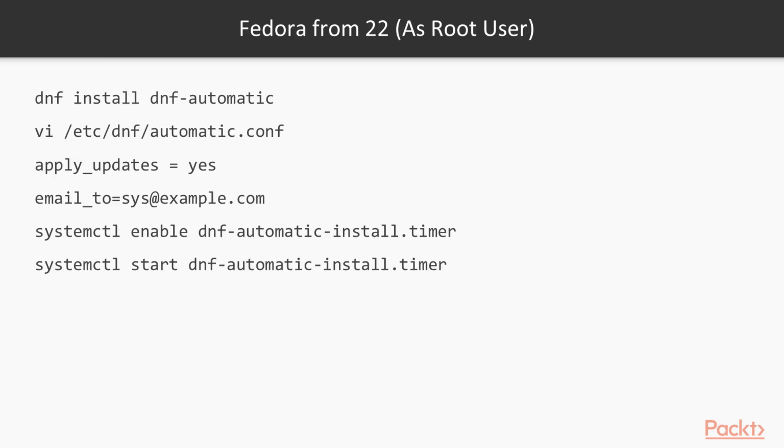In Fedora from version 22, this again changed a little bit. In Fedora from 22 on, there are different ways how you can install packages. Most common is the DNF tool. So dnf install dnf-automatic, edit the /etc/dnf/automatic.conf file, same as on Red Hat, CentOS and earlier Fedora versions, set apply_updates to yes, and set the email_to variable to your email address. Then you have to enable the dnf-automatic-install timer and also start the service so it's already active.